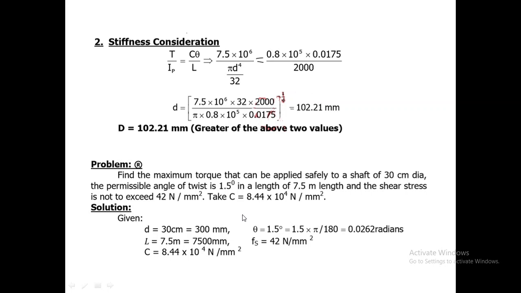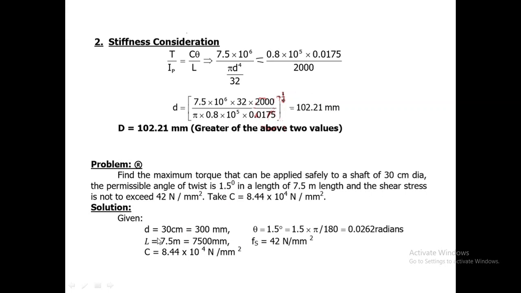In the next problem, we have to find out the maximum torque. The shaft diameter is given in centimeters, the angle of twist is given as 1.5 degree, and the length of the shaft is 7.5 meter. You can see that the length is given in meter, the diameter is given in centimeter, the shear stress is given in Newton per millimeter square, and the rigidity modulus is given in Newton per millimeter square. So you should be careful here while taking the units.